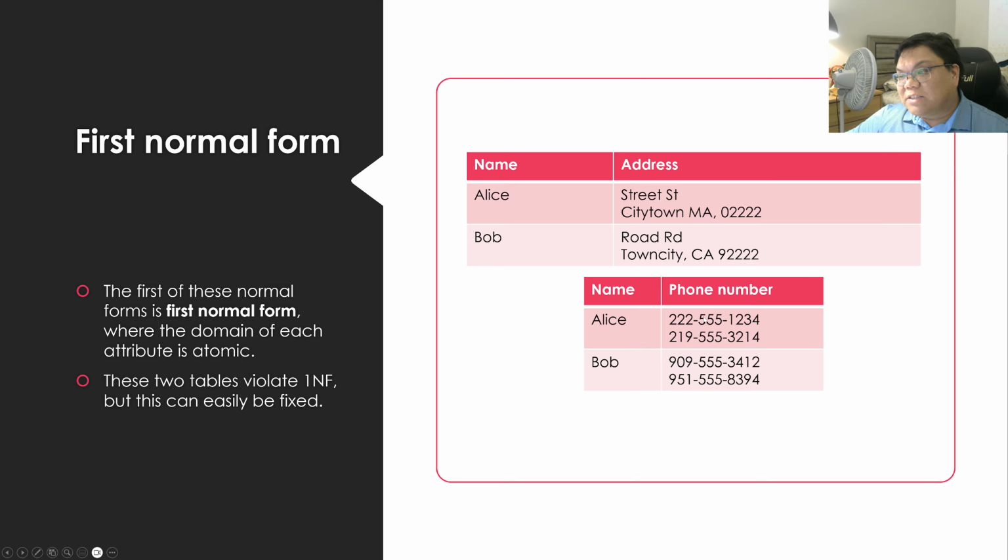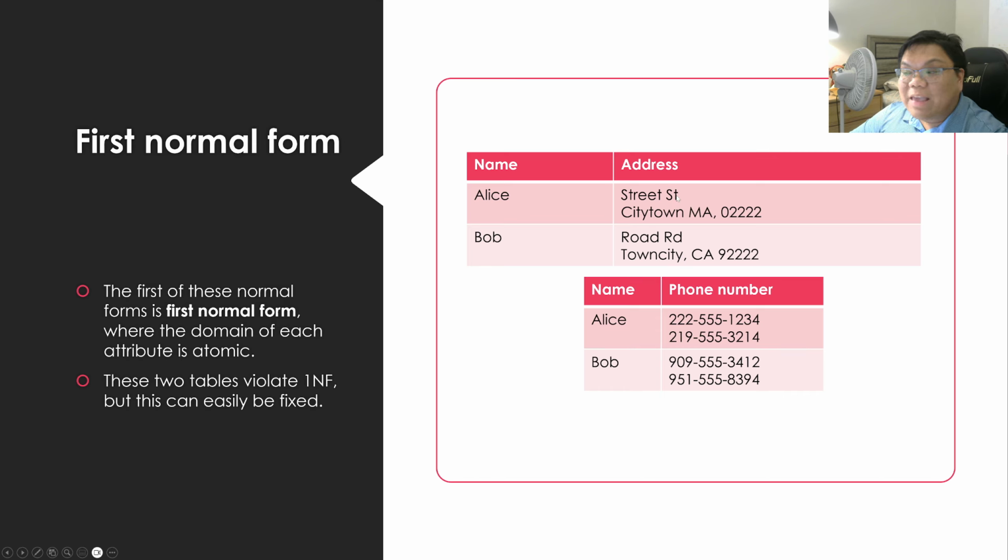Let's also say Alice and Bob have two different phone numbers each. Well, under first normal form, this is not allowed either. Much like how we broke up the address into smaller attributes, we would break up the phone numbers into their own cells. Except the phone number is only one attribute. We would instead give each of these phone numbers its own row.